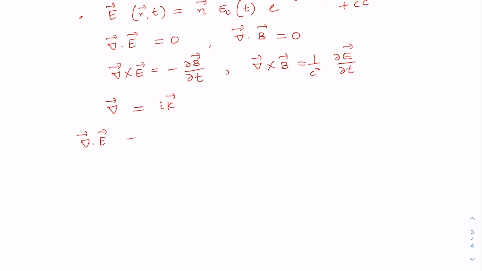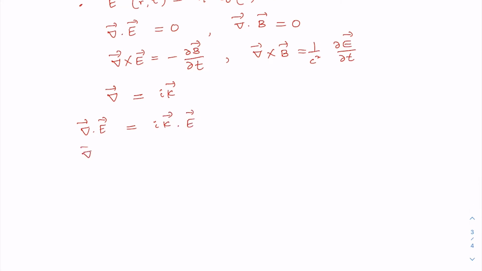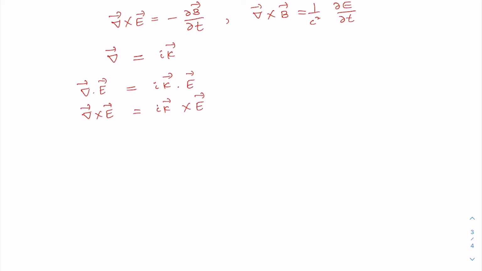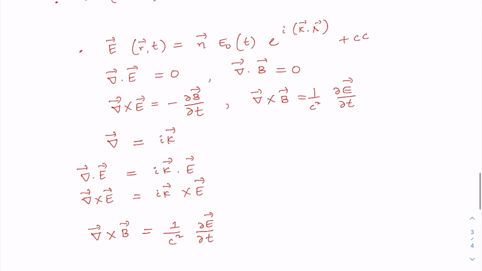Therefore I can write the divergence of E simply as i k dot E, and curl of E, del cross E, as i k cross E, and so on. Now let me use these Maxwell equations. Curl of B is equal to 1 by c square del E del t, because I already know the electric field. I have already assumed that the electric field is like this.